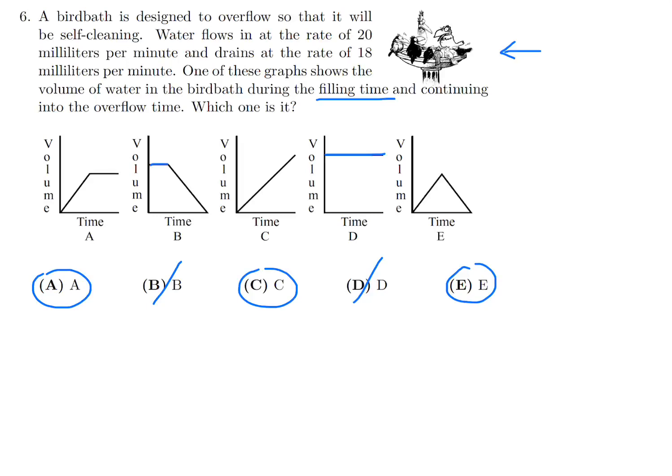Okay, now let's move to the second part, which is when you get into this overflow time. What that means is now the water has filled to the brim and now it's overflowing. So if this is your bird bath, the water is at that level and that's it. Now it's overflowing off the sides. So the amount of water in the bird bath at this point is going to be the same. Any excess water will just spill over the sides. And that's what is known as the overflow, overflowing on the sides.